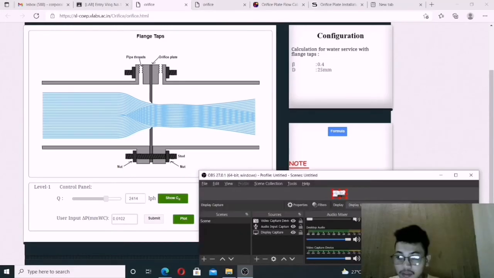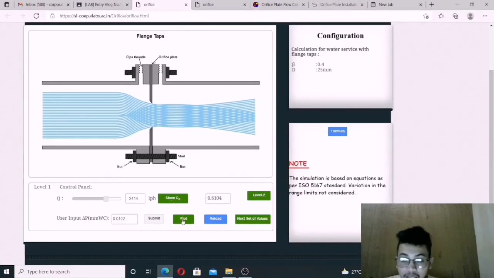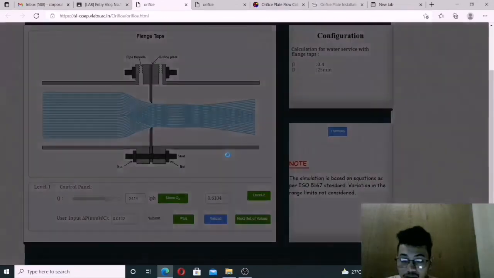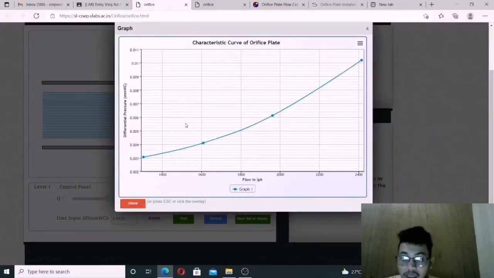So let us now look at the plot. Let us click on the plot green box. Now as we can see here, we have the volumetric flow rate on our abscissa, and we have the differential pressure on our ordinate. As we increase the volumetric flow rate, the differential pressure decreases, meaning that since the differential pressure is P1 minus P2, the P2 decreases, or the pressure after the orifice decreases.